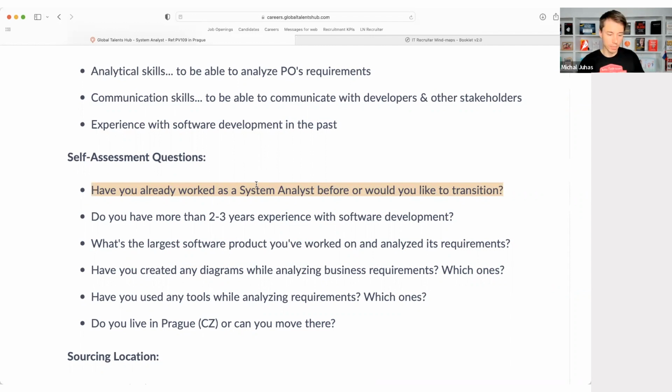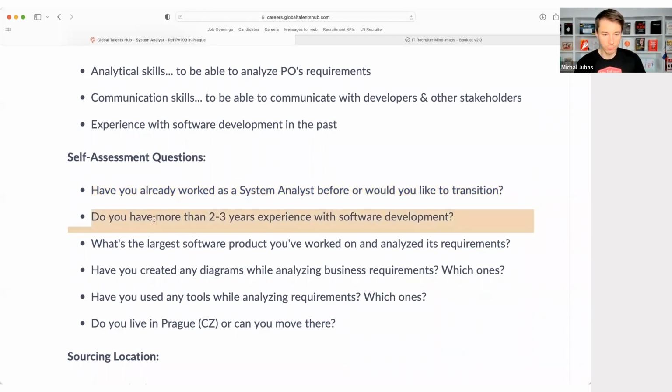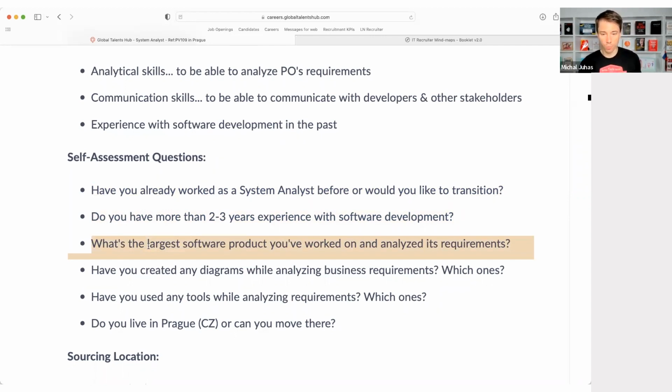So they need someone who has been there, done that, and can just join a team and knows already what to do and how. Do you have more than 2 to 3 years of experience with software development in the past? It could have been 5, 7, 10 years ago, but at least some experience with software development. What's the largest software product you've worked on and analyzed its requirements? So this is a good question, because it will help us understand what kind of products has the analyst worked on. Has he also analyzed the requirements?